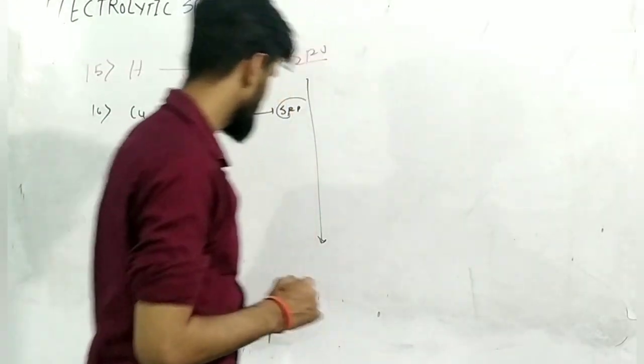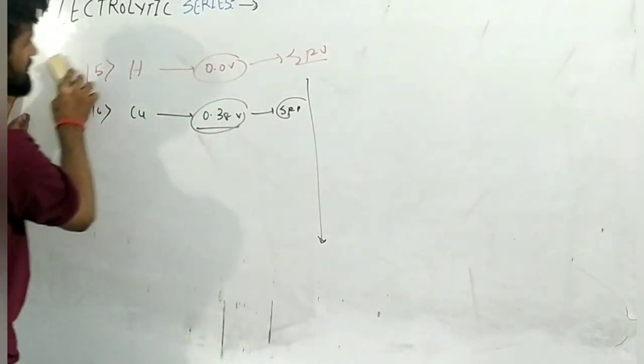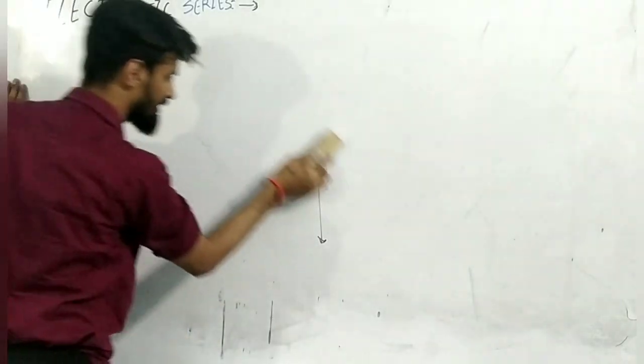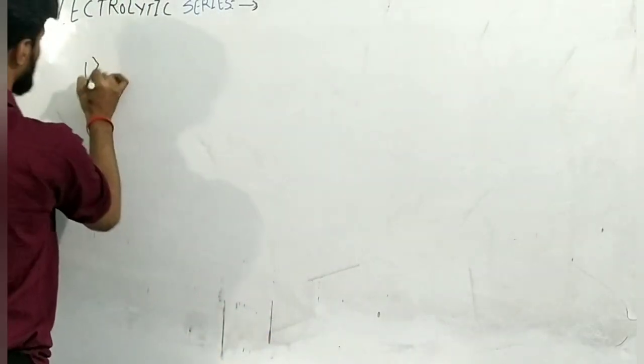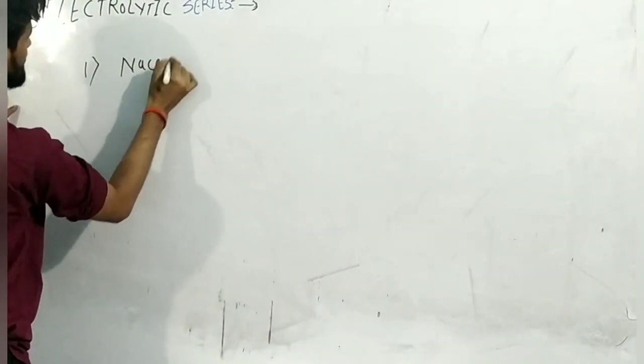Now understand one thing: how are we going to use the electrochemical series in the application part of the electrolytic cell? I am taking an example of molten NaCl.